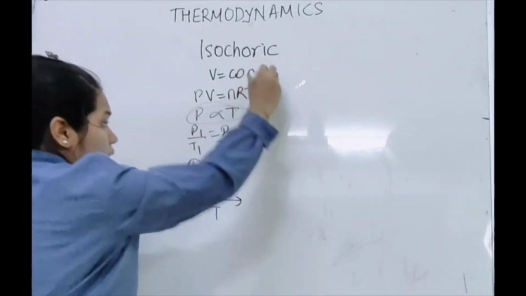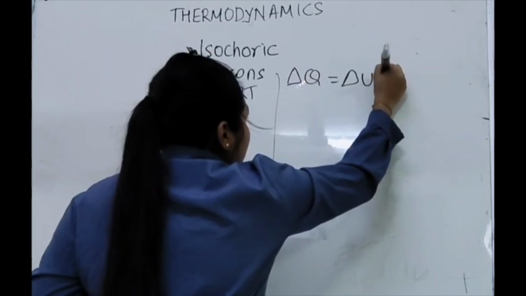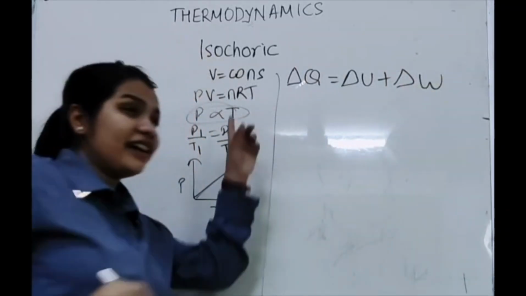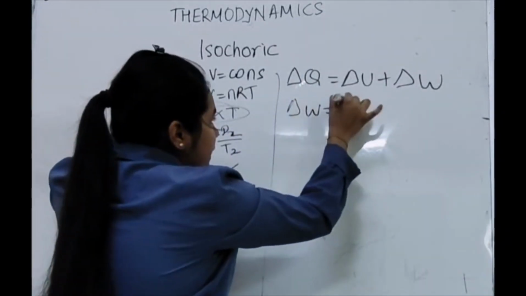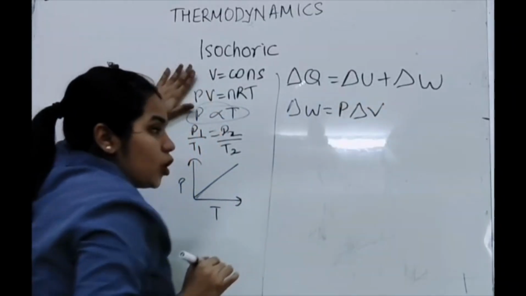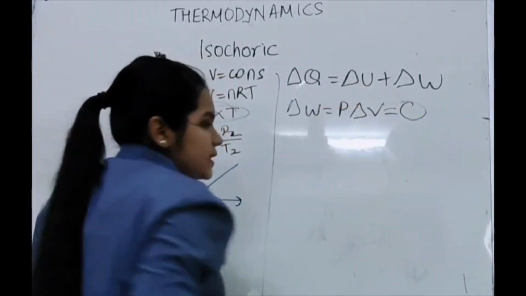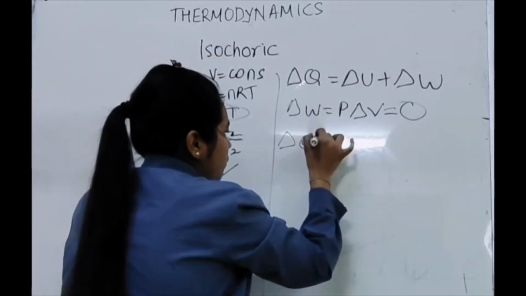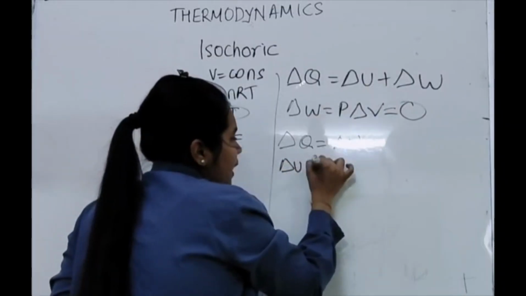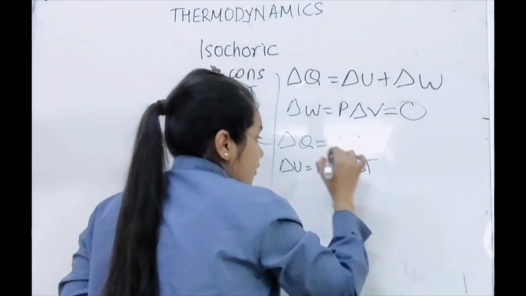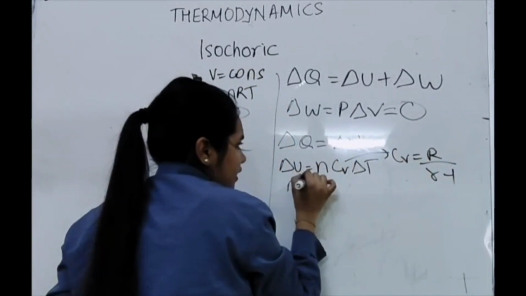Okay, now let's go to the first law of thermodynamics. This is delta Q equals delta U plus delta W. Here we know volume is constant, so the work done equals P delta V. Now volume is constant, so I'm going to take delta V as 0. So the work done will be 0. Delta Q equals delta U, right? Now delta U equals n Cv delta T. We know Cv is R by gamma minus 1, n R.